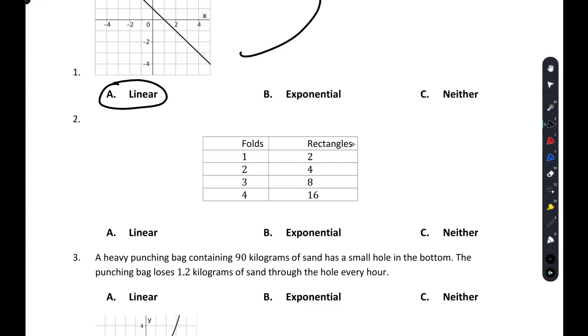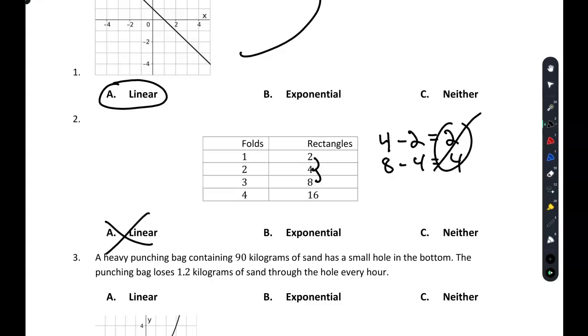Next, number 2. We've got some numbers here: 2, 4, 8, 16. That's the output. The input here is 1, 2, 3, 4. Is this linear or exponential? One way to find out is to do 4 minus 2, which is 2. Now if we do 8 minus 4, is it the same number? It's not. Since it's not the same, that makes it not linear.